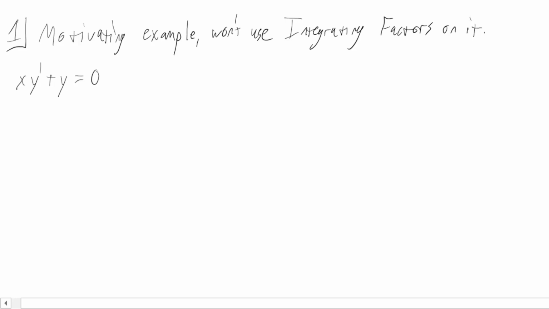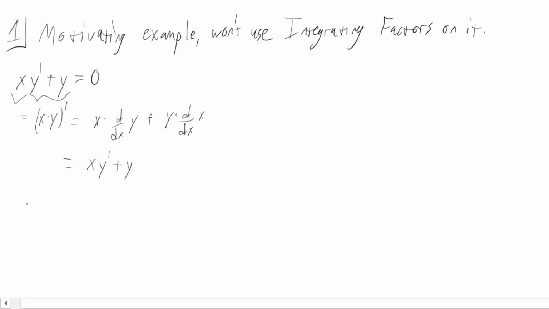And if you stare at this for long enough, you realize that the left side is equal to the derivative of x times y. Okay, and you could check that by, if you take the derivative of x times y, we get, by product rule, x times the derivative of y plus y times the derivative of x, which is exactly x times y prime plus y, which is our differential equation.